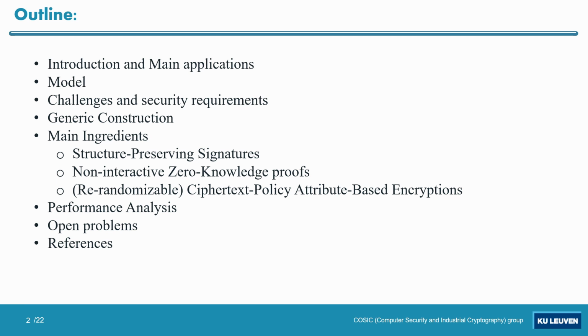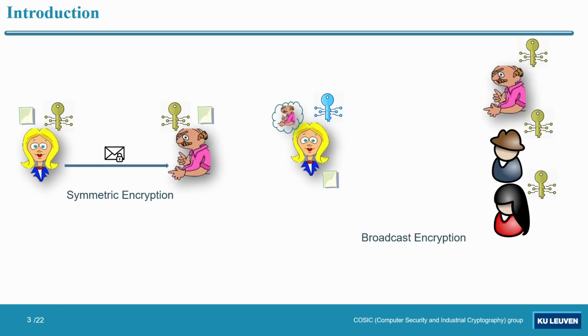In this presentation, first of all, I start with the introduction and main applications for such systems, and then I explain the model and the architecture of the construction and the challenges and security requirements. And then I discuss the generic construction that we propose in this paper and the main ingredients and building blocks that we use in this construction, including structure-preserving signatures, non-interactive zero-knowledge proof systems, and randomizable ciphertext-policy attribute-based encryption schemes. After that, I discuss an efficient instantiation for this generic construction and its performance. And then I discuss some open problems and references later.